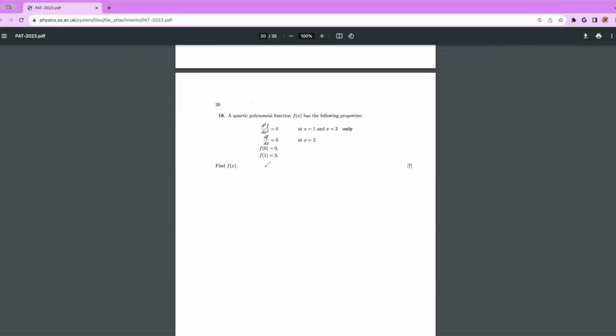Okay. How would I go about this? The second derivative, well, so f prime prime of x is going to probably be like a times x minus 1 times x minus 3, right? Because that's what it says here.